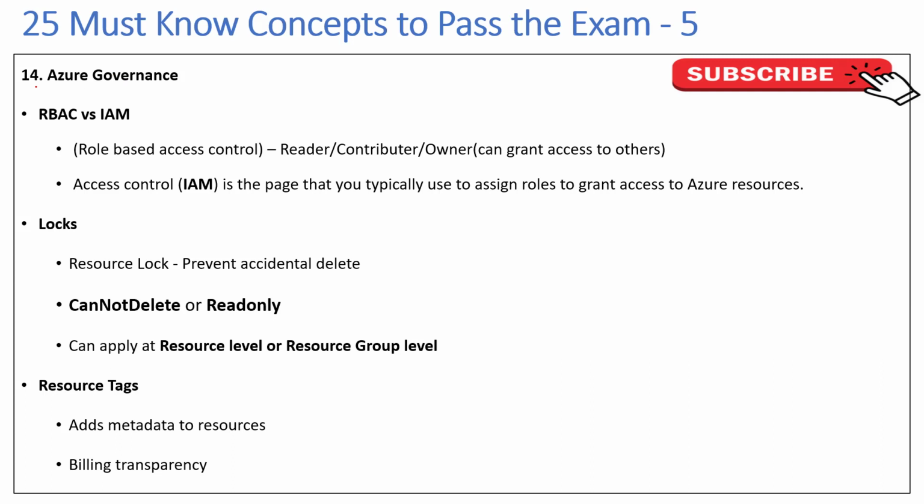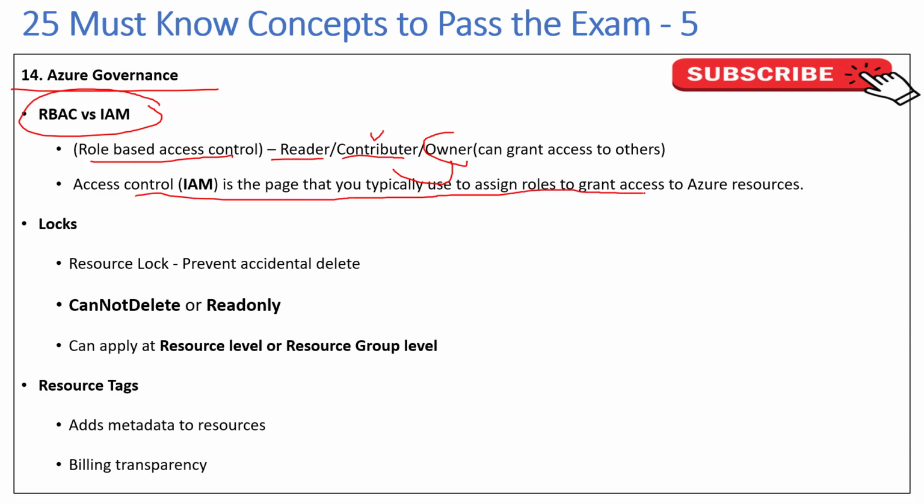Now on Azure governance, you need to know the difference between RBAC and IAM. Mainly RBAC. RBAC is role-based access control. You can have 3 levels. You can have the reader who has read-only access, contributor who can edit and read, and then finally owner. The difference between these two is that the owner has the additional privilege of granting access to others. Then what is IAM? It is the page typically used to assign roles to grant access to Azure resources. So you need to know the difference between the two.